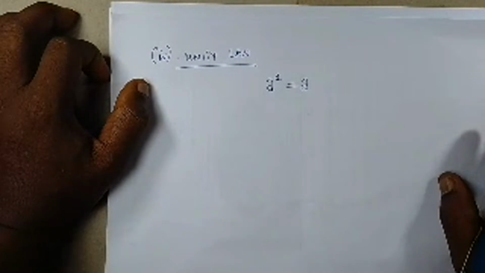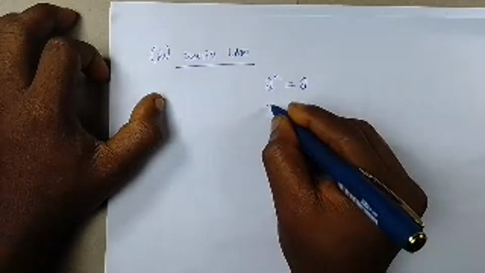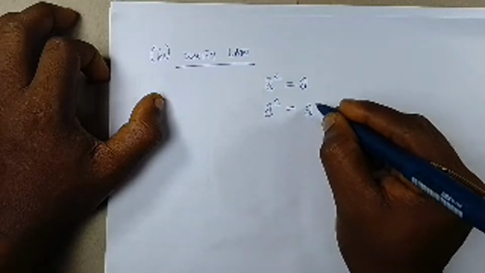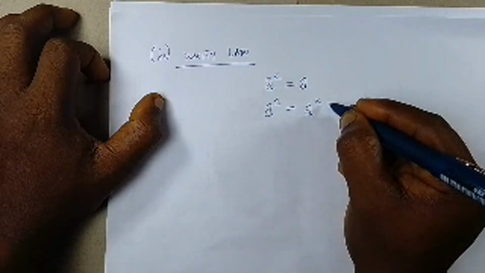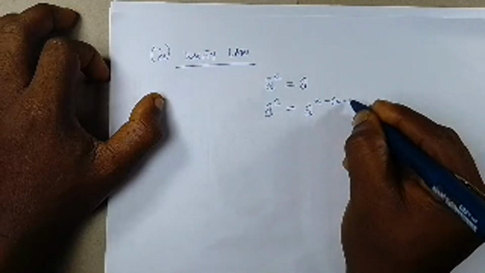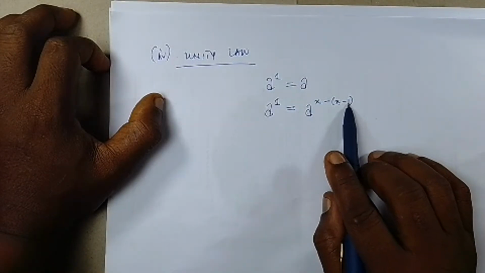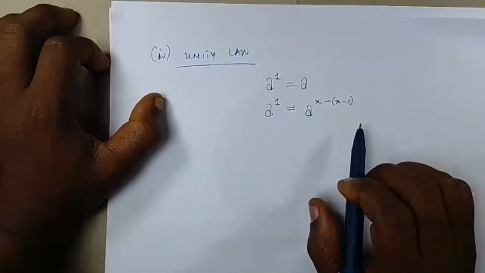Okay? Now, how would you prove this law from left to right? I'm going to start with a raised to the power 1 is the same as writing a raised to the power x minus, in bracket, x minus 1. Okay? So what have I just done? x minus 1 will give you 1, so we've done nothing wrong.